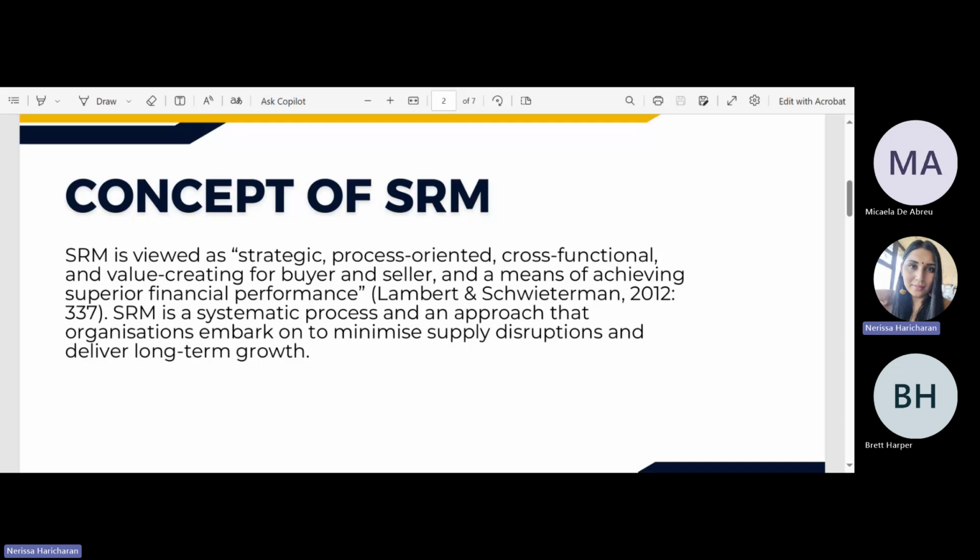So supplier relationship management is a systematic process and an approach that organizations embark on to minimize supply disruptions and deliver long-term growth. It is a relationship-based process between a buyer and a seller, where the business that is the buyer needs to have control over their sources, whether it's their raw materials or a component that goes into a finished product, just so that they can cover themselves from a risk perspective.